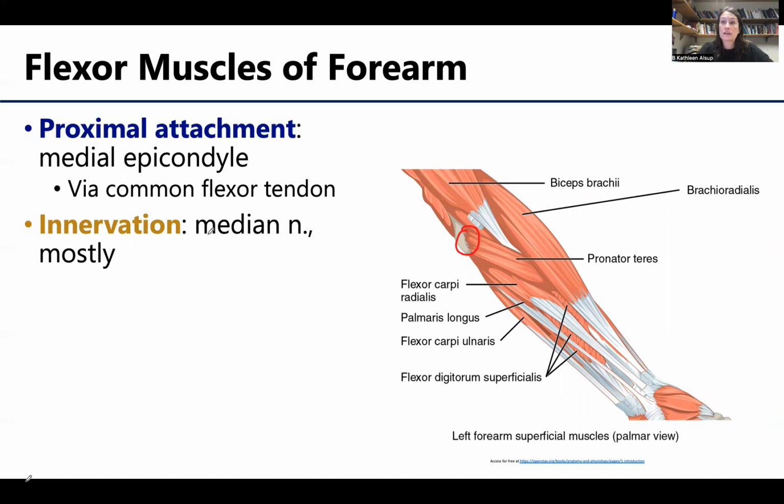Most of the muscles of the anterior compartment of the forearm are going to be innervated by the median nerve. So if you're trying to simplify these compartments, we have musculocutaneous, we have radial nerve. Now we're getting into this compartment being mostly median nerve. We'll talk about a few exceptions as we get to them.